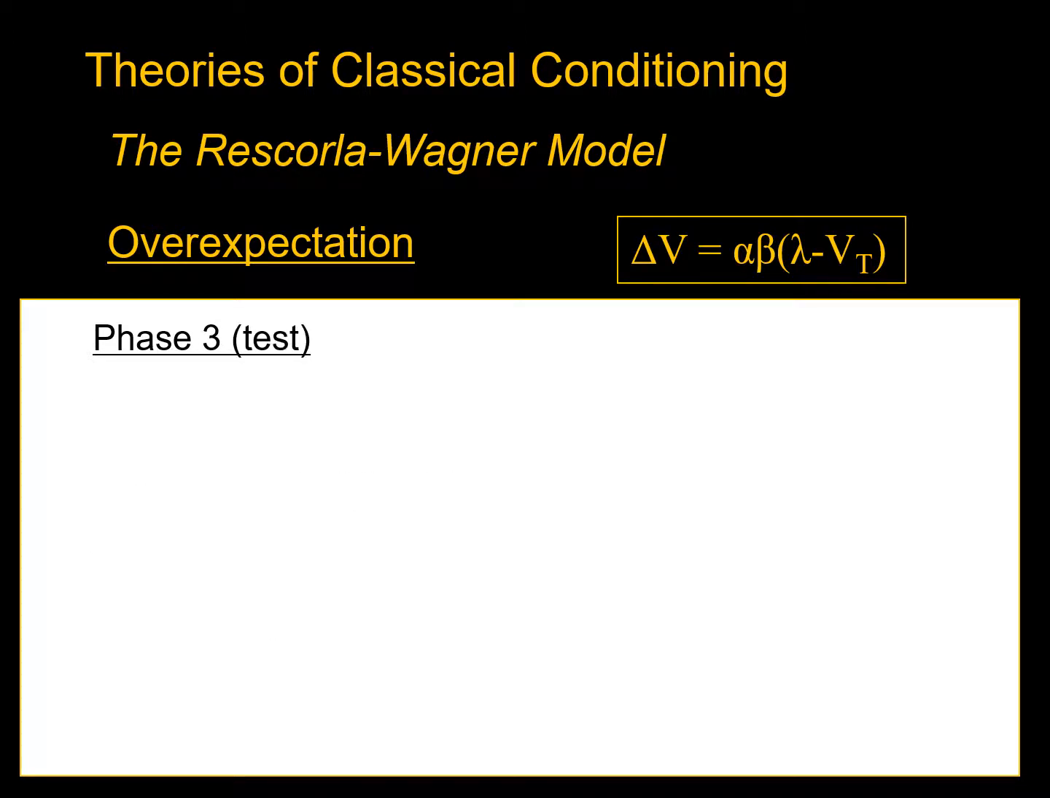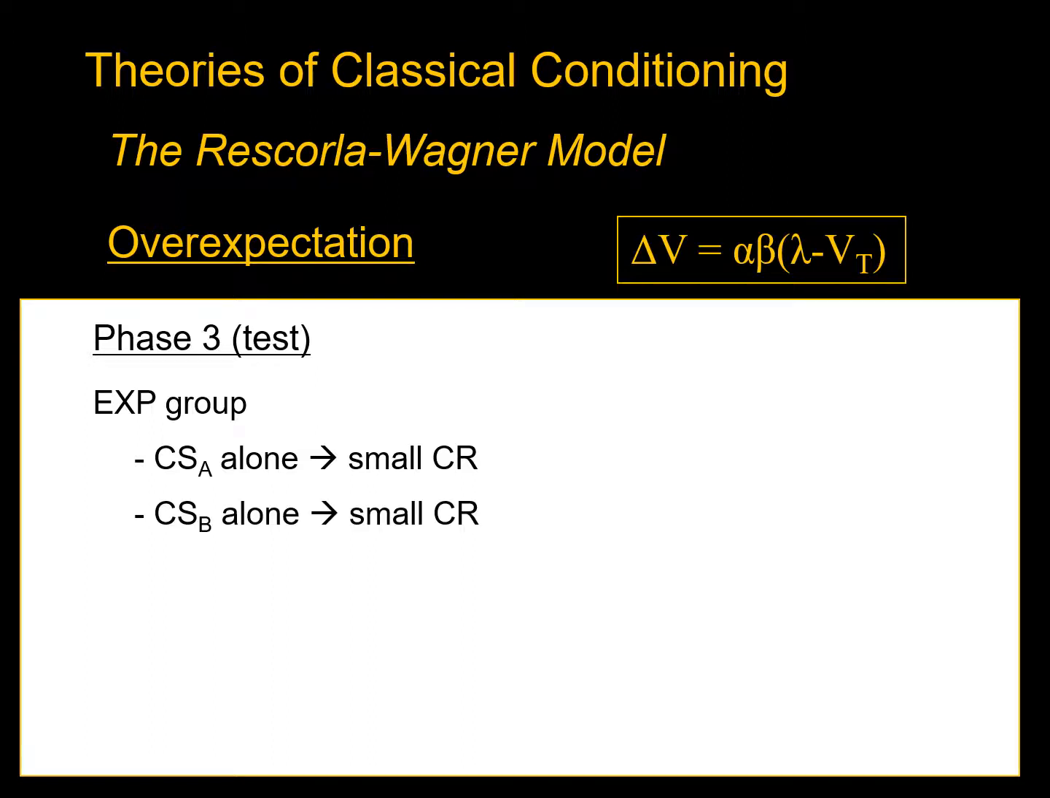And then, after some number of phase 2 trials, we'll go back to the actual numbers in a second here. We present the light by itself to the subjects that went through our experimental group procedure, and we got a pretty small CR. We present the tone by itself. We got a pretty small CR. We look at our control group that we just left alone. We didn't give them any of the compound CS trials in phase 2. We get a relatively big conditional response to both CSs.